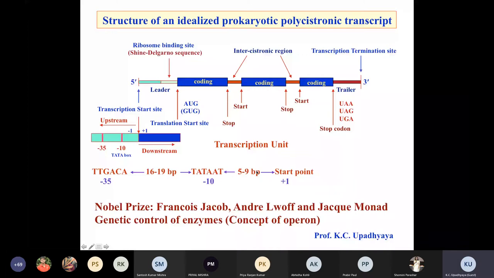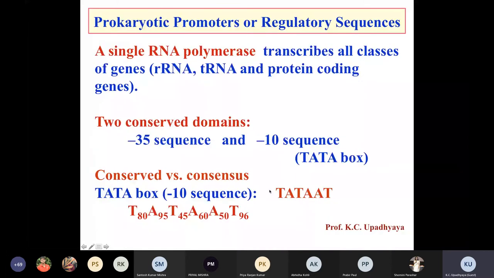So that's what I said: you have two conserved domains here, the minus 35 and the minus 10 sequence, the TATA box. I'm not going to discuss the distinction between conserved and consensus sequence. If you ask, I can explain.